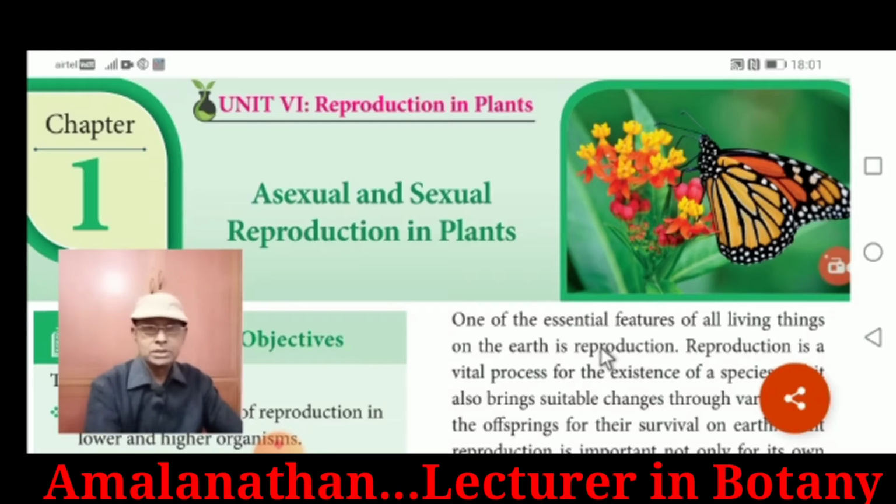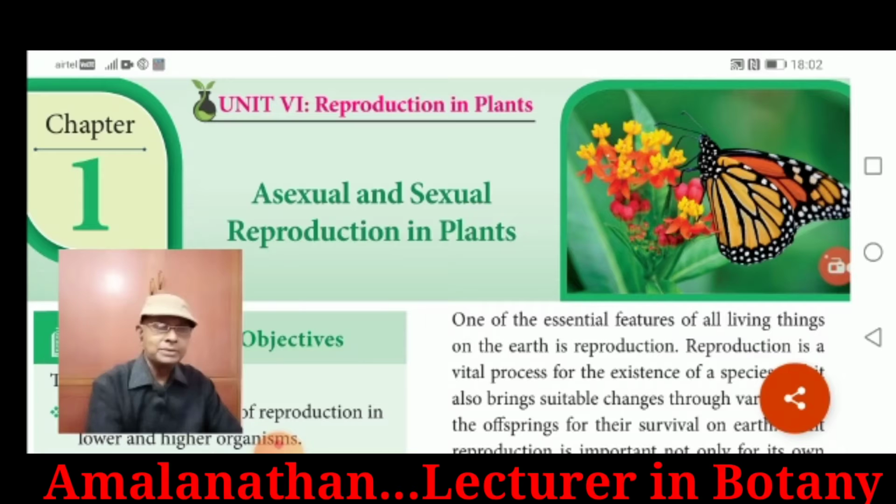There are two methods followed in artificial methods of vegetative reproduction. One is the conventional method and number two, the modern method. Now we'll see about the conventional methods. Conventional method is a very old method. It is a traditional method. Traditionally we have been following it for a long time.